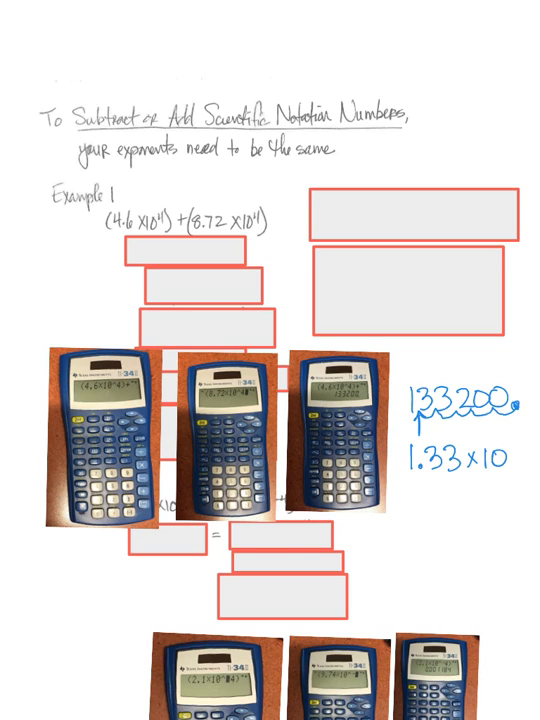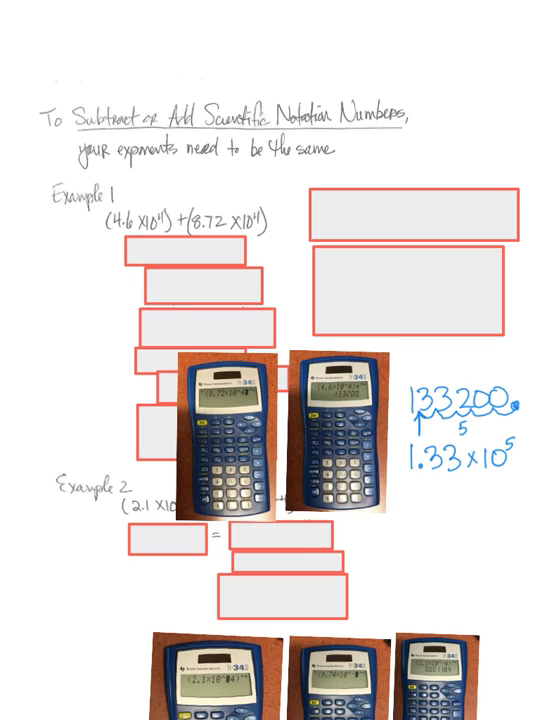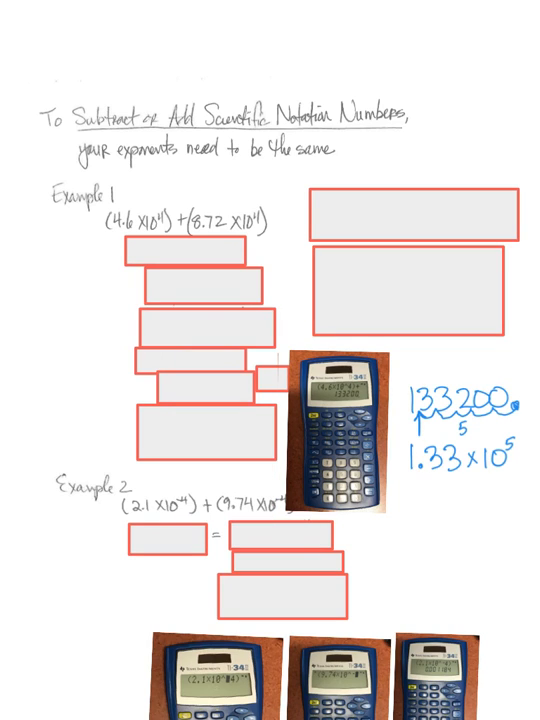Remember, that's part of scientific notation. And how many times did we move it? We went 1, 2, 3, 4, 5. So it's 5. And the exponent is positive 5 because this is a big number, bigger than 10. And so let's go ahead and remove our calculator.